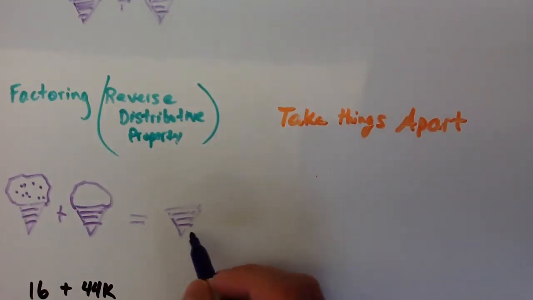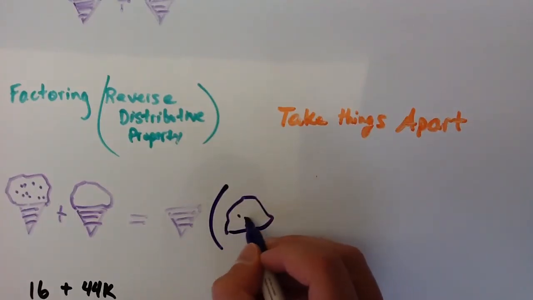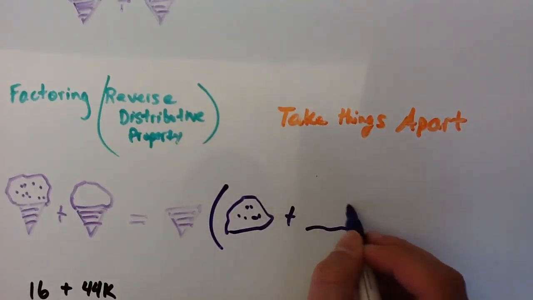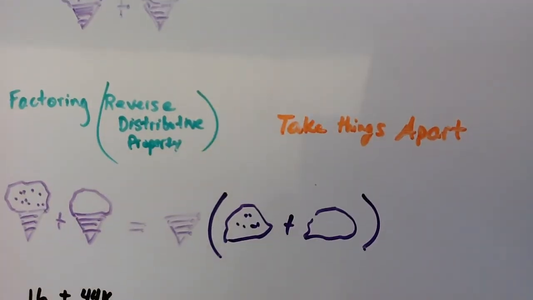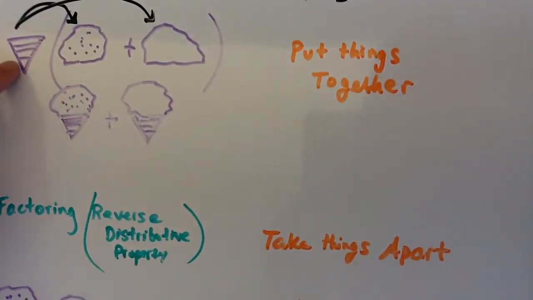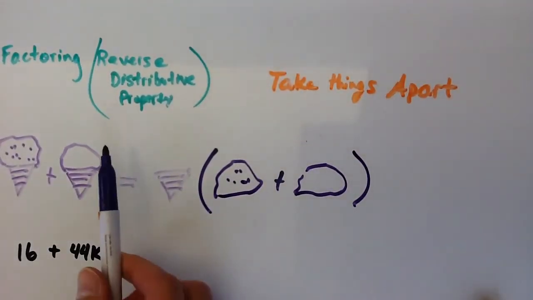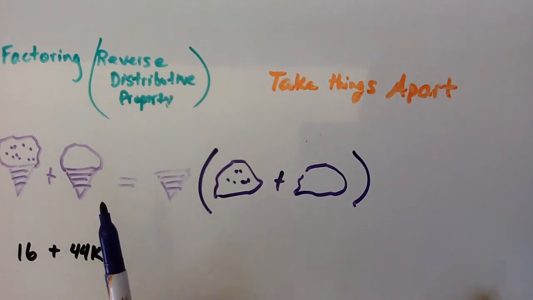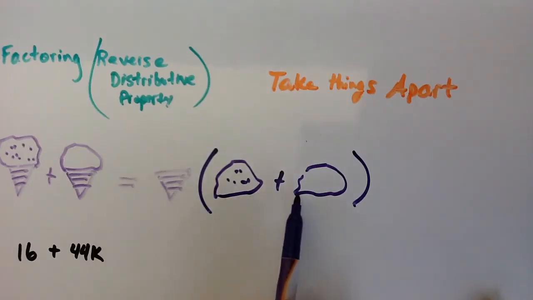So what I can say is I have the cone times the cookie dough ice cream plus the vanilla ice cream. Right? And as you can see, that is what I started with back up here when I distributed. So when I factor, I'm using the distributive property still. It's simply like the reverse distributive property. I am undoing what has been done. I take out what they have in common, and in parentheses I put what is left. Let's do a few examples.